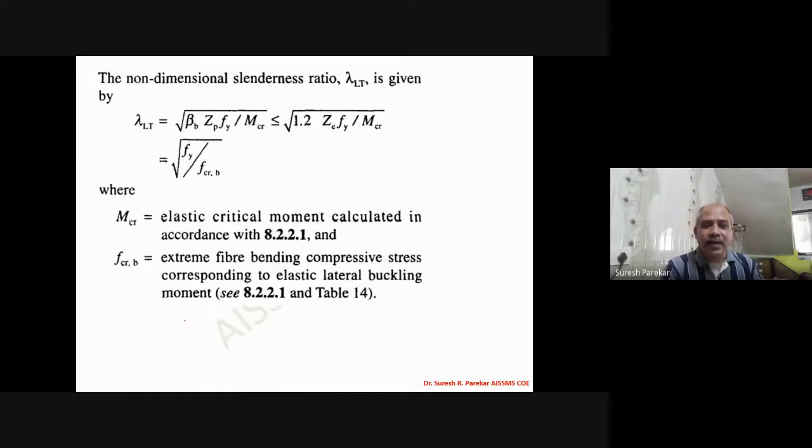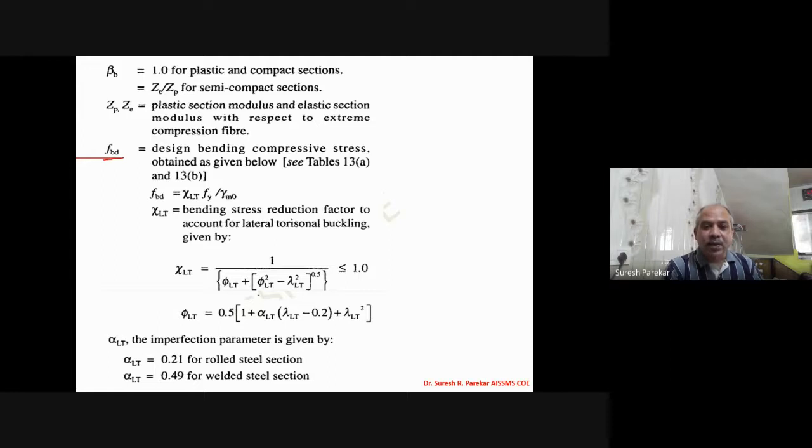Now lambda LT, how will we calculate it? So we have choices again. Beta B ZP Fy upon MCR, we can calculate MCR which is given in 8.2.2.1, but it is difficult. But we can go with Fy upon FCRB, and FCRB we can calculate, and that is also given in table 14. Means by using table 14 we can find FCRB, put it over here, then we can find lambda LT, then lambda LT we can put over here, because alpha LT we are going to get from here. Then knowing phi LT we can get XLT, knowing XLT we can find FBD.